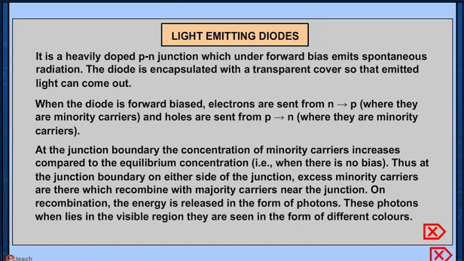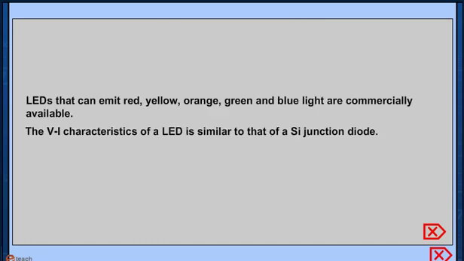When these photons are in the visible region, they are seen in the form of different colors. LEDs that can emit red, yellow, orange, green and blue lights are commercially available. The VI characteristic of an LED is similar to that of a Si junction diode.